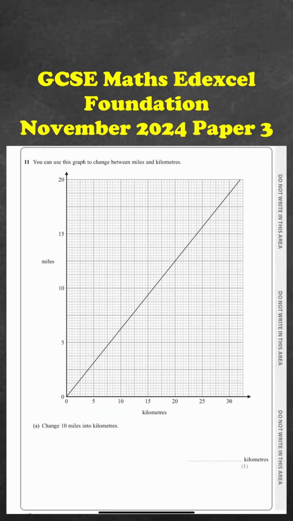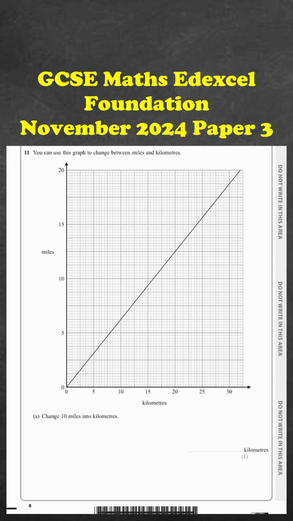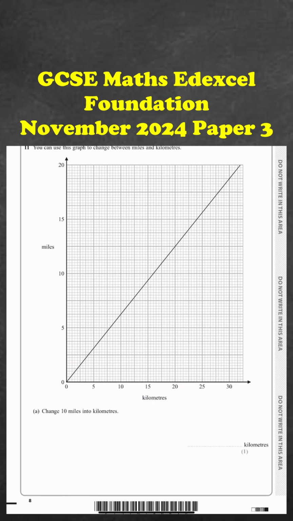Question 11. You can use this graph to change between miles and kilometres. Change 10 miles into kilometres. So 10 miles is here. Follow the line. Stop here. It's 2 squares in past 15, so just here. And there's 10 squares between 15 and 20, which means each square is going to be half a kilometre, which means 2 squares in from 15 is going to be 1 kilometre after 15, so 16 kilometres.